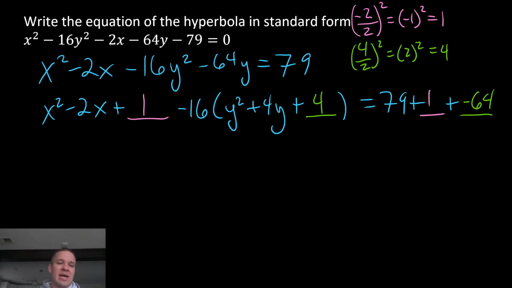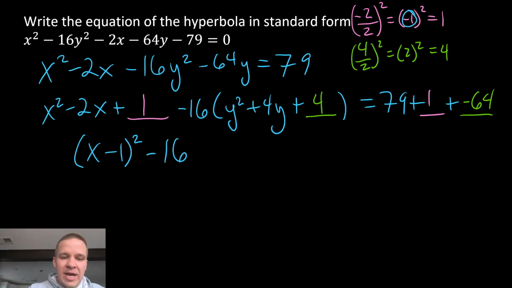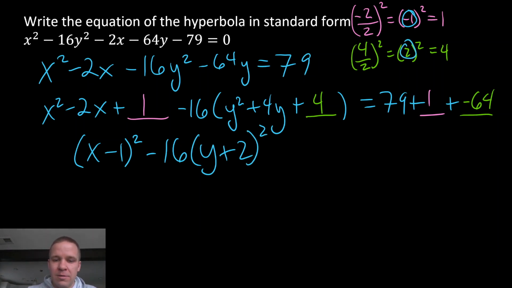Okay, so now we can go ahead and start doing some factoring. Well, I've got the x squared minus 2x plus 1. When I factor that, it's going to be x minus 1 squared. How did I know that so quickly? Whoop, whoop. My work right over there, son. Yes, that's what I'm talking about. Then I've got negative 16, and then we have y plus 2, right? Boom, there it is right there. Squared equals, and then 79 plus 1 is 80 minus 64 gives me 16.